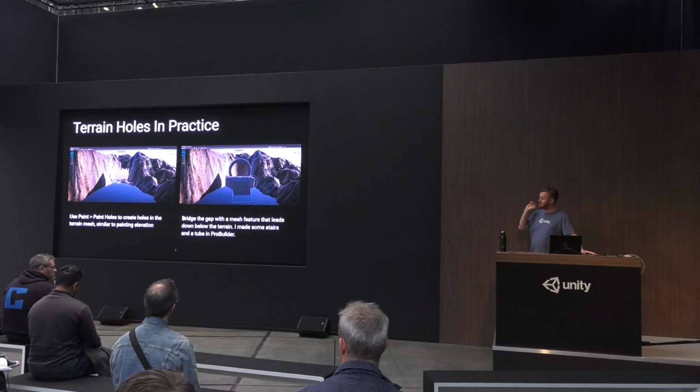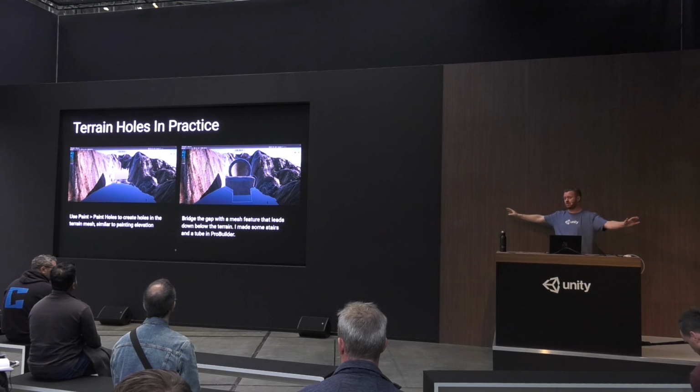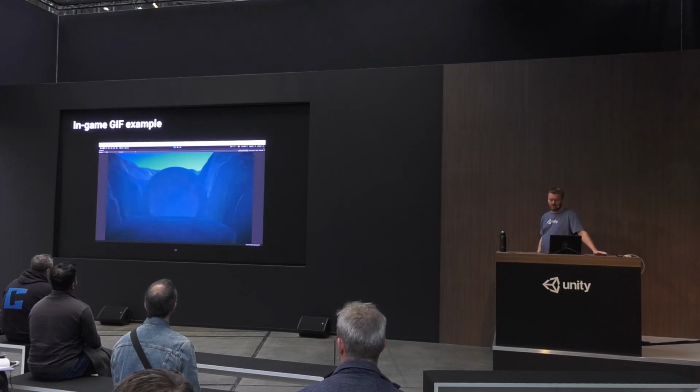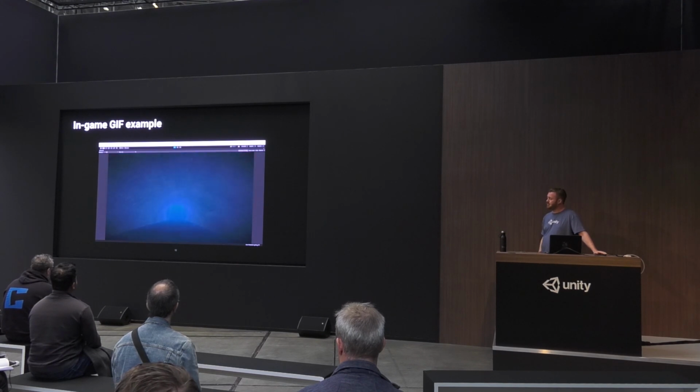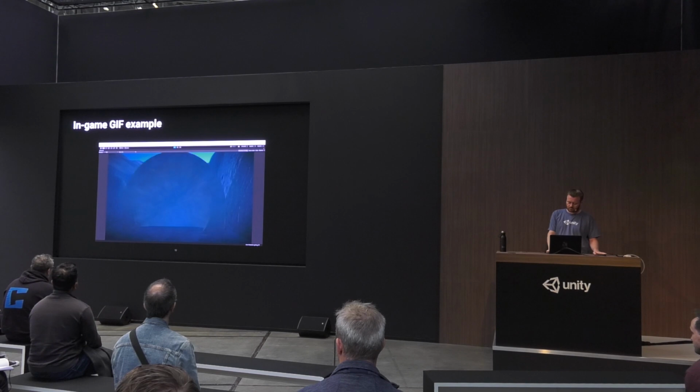And then what I've done is built a gorgeous tube and stairs, which is going to take us down below the terrain mesh, where we can then continue with whatever geometry we want. And I have a little animated GIF of this. We're going down. At this point, we're now below the terrain, and then we can continue with whatever we want.